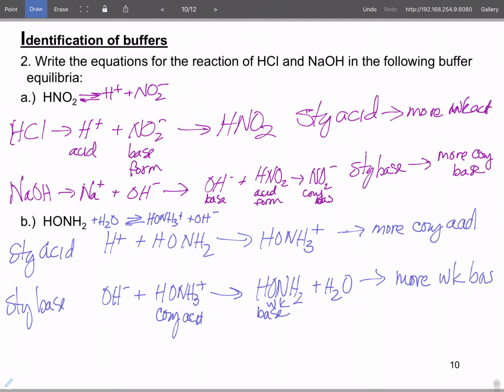So the net effect is kind of like the leveling effect we did in chapter 16. The strong acid is converted to whatever the weak acid form is in the buffer. The strong base is converted to whatever the base form is in the buffer. And this is how the buffers work to minimize pH changes.